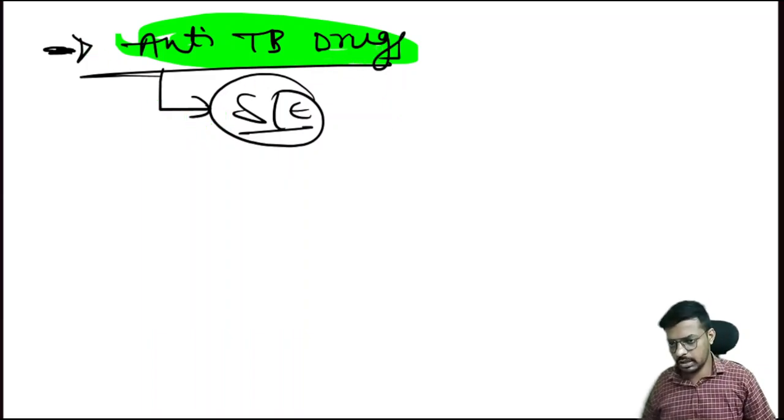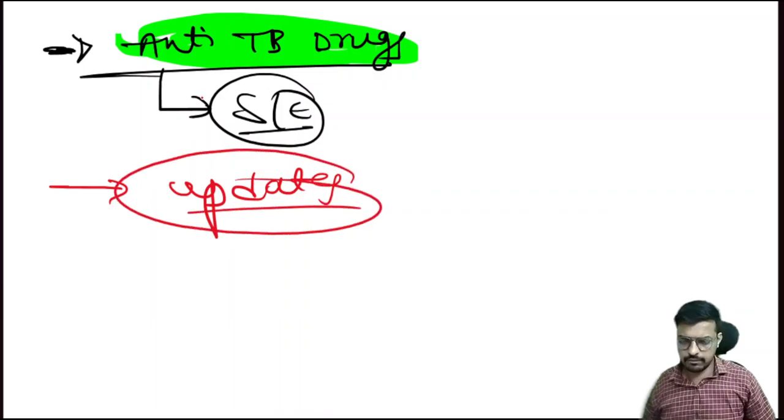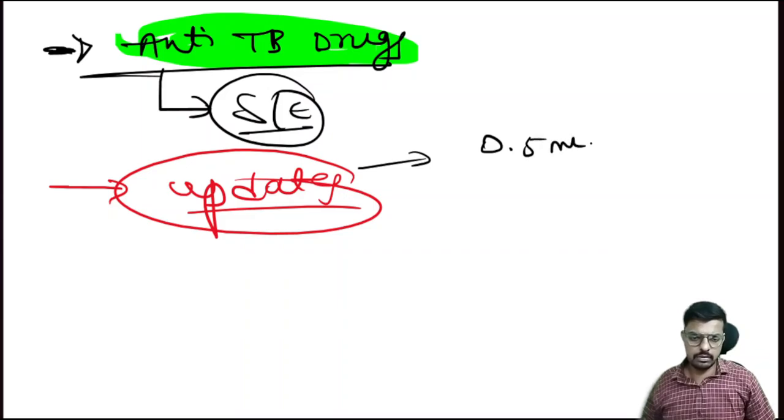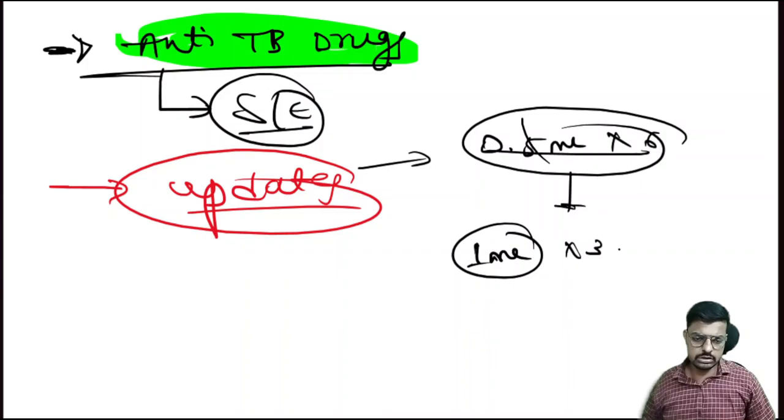So then comes the updates. Updates in the pharmacology, okay? Like the dose of atropine changed. Previously in bradycardia we used to use 0.5 ml, and the maximum dose was 6 doses. Now it's changed. Now it is 1 mg, and the maximum dose is 3 doses. Like this is the update, right?